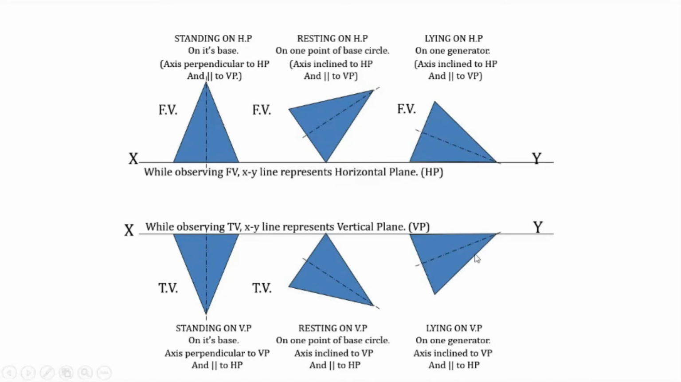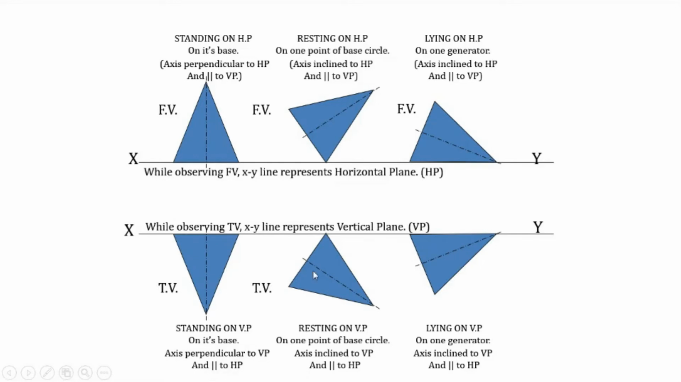See, in all these three top views, the common point is that the axis is parallel to HP. But in the first case, the axis is perpendicular to VP. In the second case, the axis is inclined to VP. In the third case, the axis is inclined to VP, but it is lying on one of the generators. So if you observe all these three conditions, the top view remains the same as long as its inclination with HP remains the same, or the axis is parallel to HP.